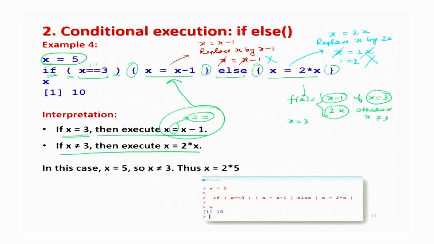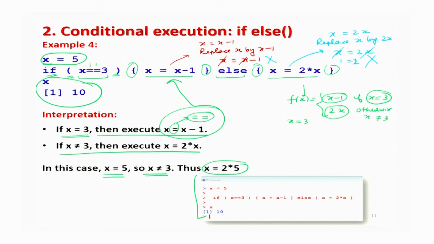Okay. So, now if you try to see what will be the output. If I take x equal to 5, then in this case x is not equal to 3, and so x will be operated as 2 into x. So, the value will come out to be 10, and you can see here this value is coming out to be 10, right.